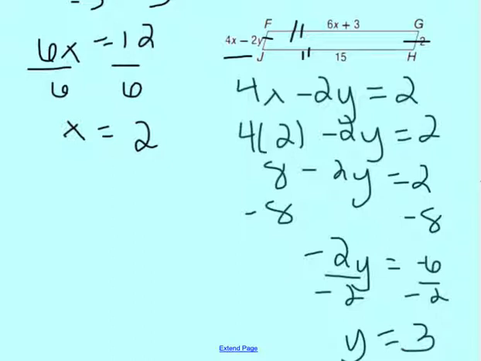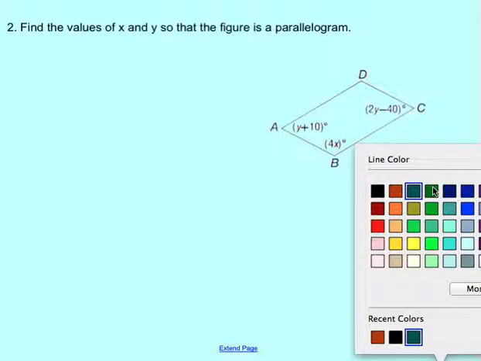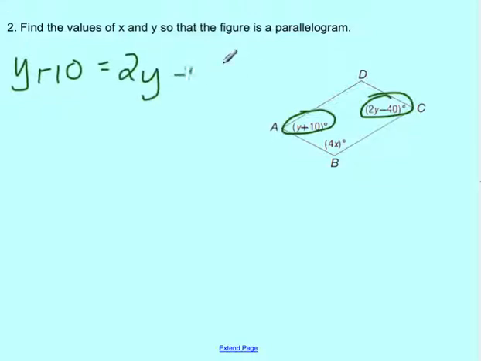So let's take a look at this next one, number 2. It says find the values of x and y so that the figure is a parallelogram. So what I noticed, first of all, is that opposite angles of a parallelogram need to be congruent. So y plus 10 needs to equal 2y minus 40. So let's go ahead and solve for y.